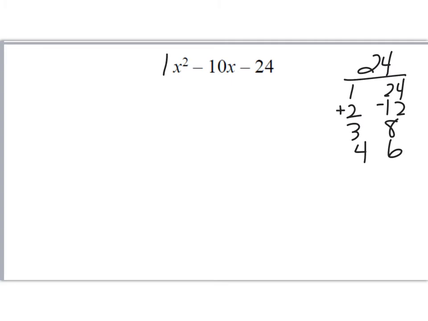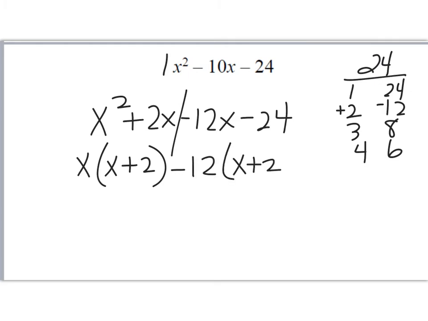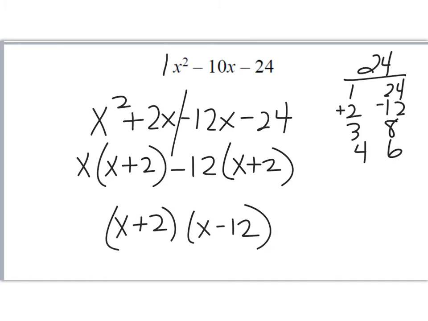So this is positive. And here we go, x squared, then plus 2x minus 12x minus 24. The greatest common factor of the first part is just an x. This is starting to look the same. Bring out that minus. The greatest common factor of 12 and 24 is a 12. And left would be the x plus the 2. And my answer is x plus 2 and x minus 12.